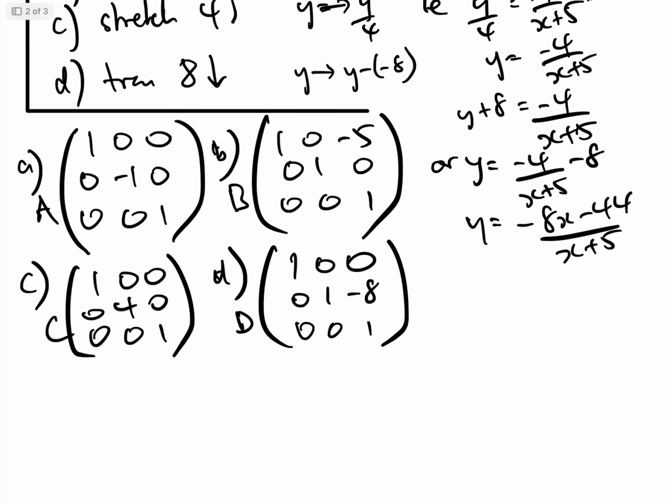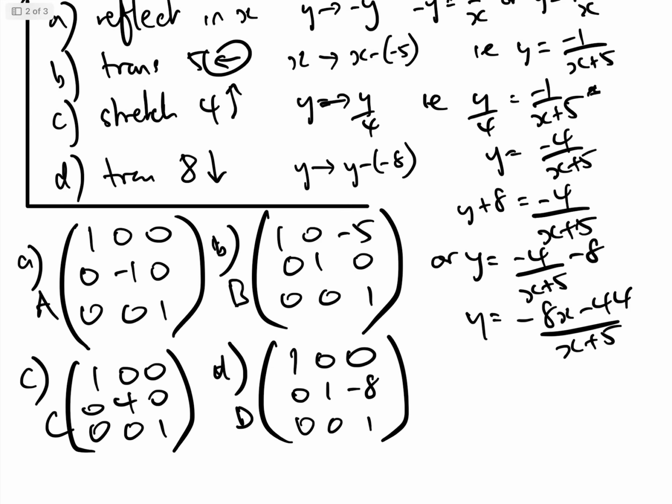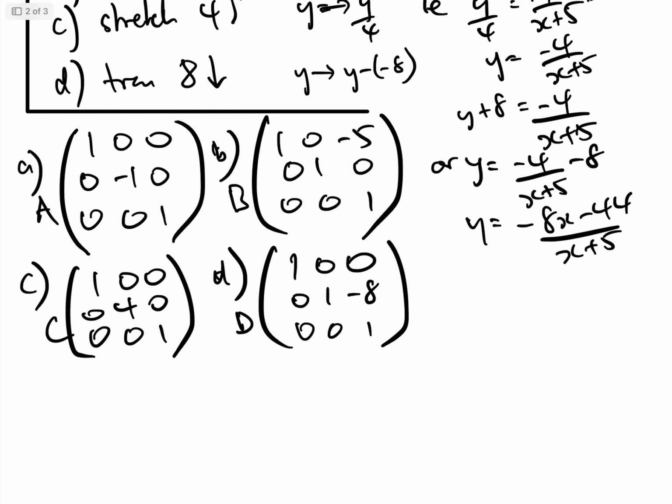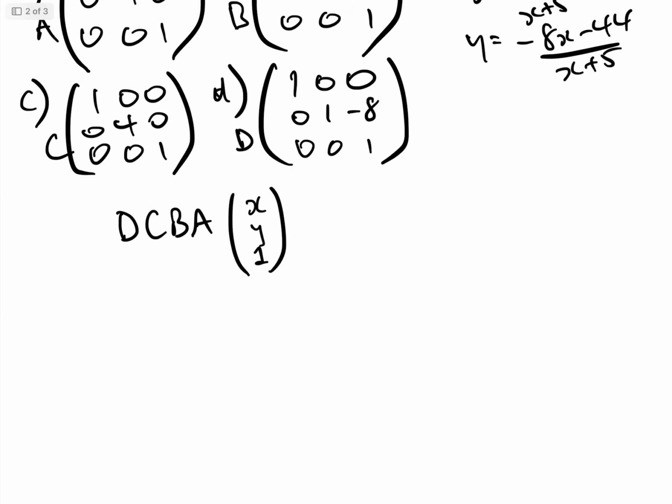What we need to do is, first of all we do the reflection, so therefore what we would have to solve is D, C, B, A, where we're multiplying the matrices in that fashion. Okay, and then what we can do is apply that to the coordinate x, y, 1, and that will give us our transformed matrix.